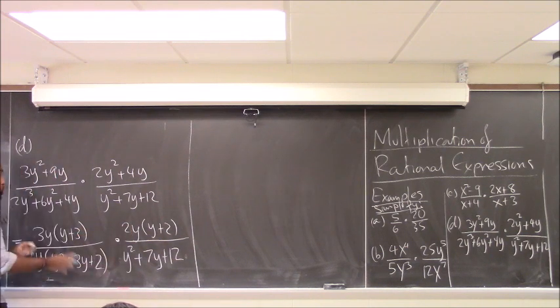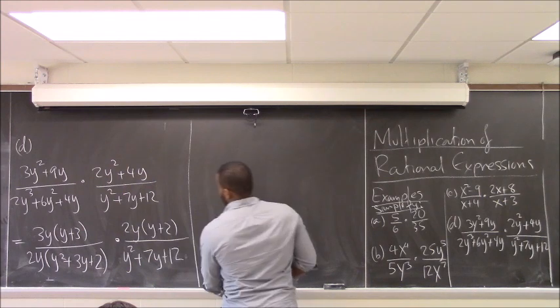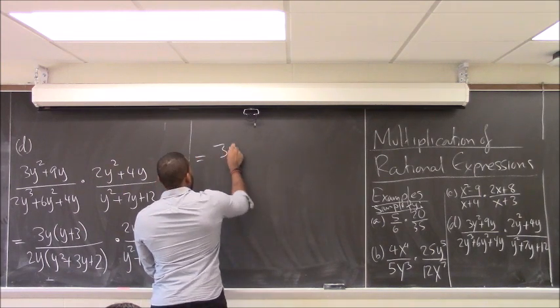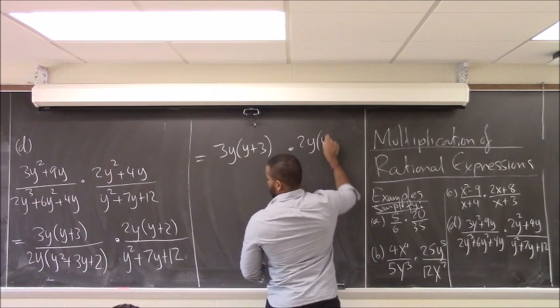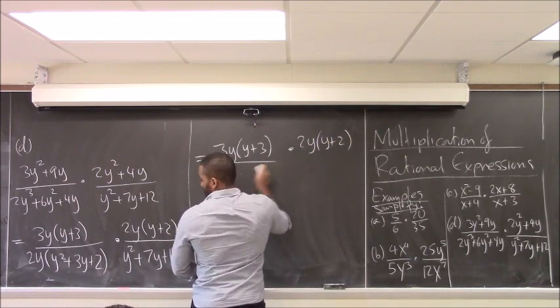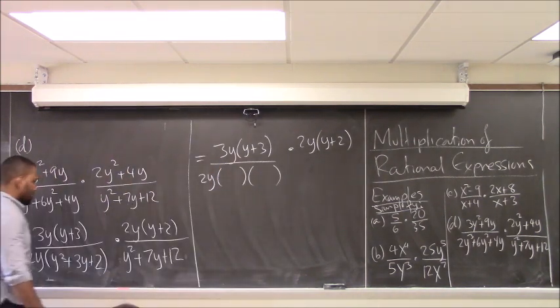But here's the thing. Normally when we give you a problem in a class, you're in a very controlled environment, so it's not going to be very chaotic, and you should expect that things are going to cancel. What that means is your guesses as to how to factor this are going to be informed by the things you've already factored. So let me show you what that's going to be. If I have 3y times y plus 3, times 2y times y plus 2 over, now here I have 2y, and I'm going to think, okay, now I have to factor these.